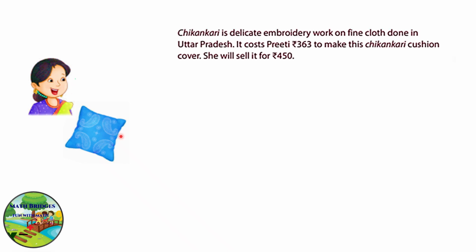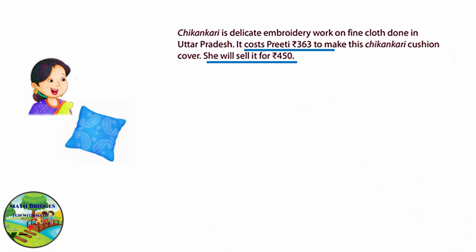Let's solve profit and loss with an example, one word problem. Preeti bought a chikankari embroidery pillow at the cost of 363 rupees and she will sell it for rupees 450. Always read the question very carefully, split it and underline the key points. Here the first key point is cost price, rupees 363. Underline it. Next one, she will sell it for rupees 450.